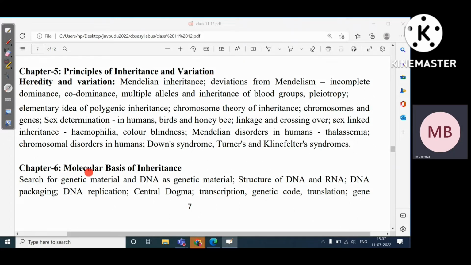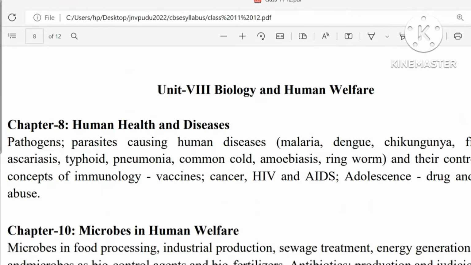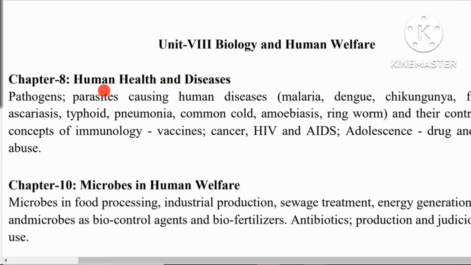Then comes chapter 6 molecular basis of inheritance, where the search for genetic material, that DNA is a genetic material, all these things will be discussed. And then chapter 7 evolution. From unit 8 biology and human welfare, we have the chapter 8 human health and diseases, then chapter 10 microbes in human welfare.